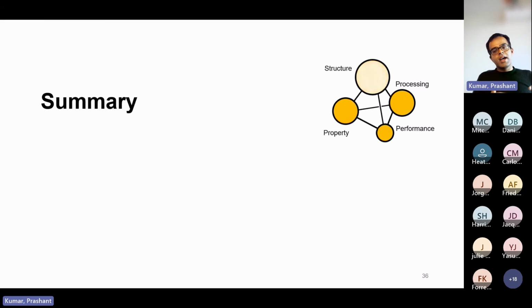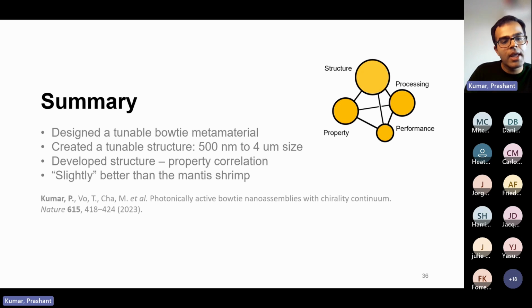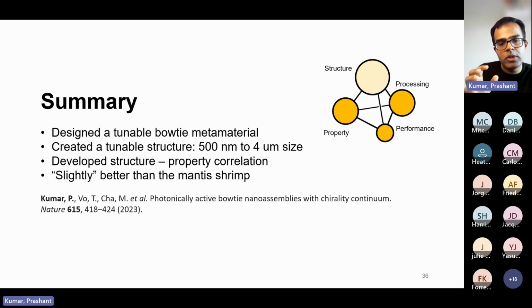So in summary, I have shown you that we have created this material system and evaluated it using this materials tetrahedron, by understanding its structure, its property, and how we can process it and tune it to actually change its performance. And we have created this tunable bow tie metamaterial. We can tune its structure across a huge range of sizes, all the way from 500 nanometers to 4 micrometers, while maintaining the twist intact.